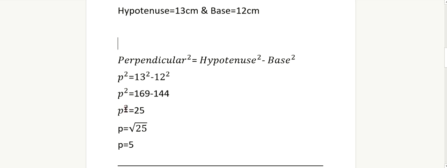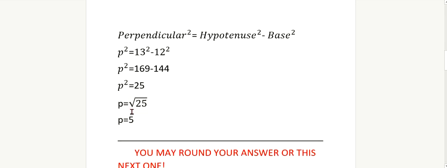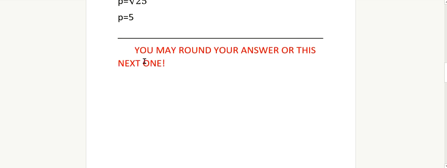Now, in algebra, some people may know that when the square goes on the right-hand side, it turns into a root over. So this is root over 25. So root over 25 is equal to 5. So we got our answer. P equals 5. Now for this next one, you may round your answer.